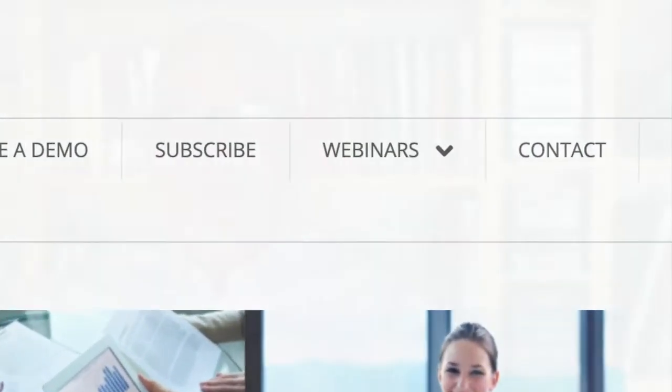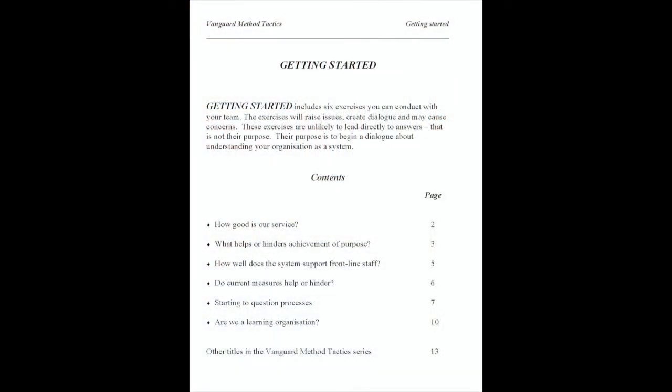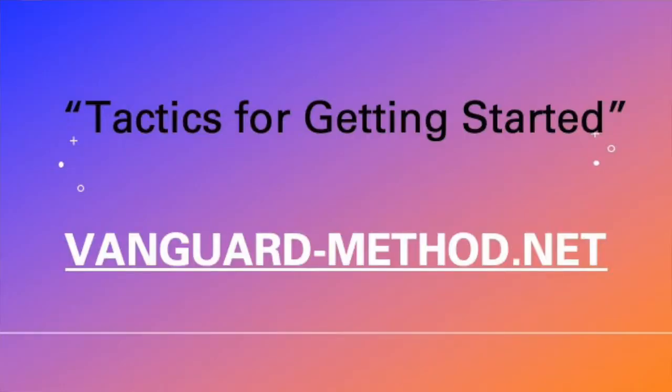This is some of John Seddon's work. He's used the work of Deming and Taiichi Ohno, and you can find this document, which is called Tactics for Getting Started, at the vanguard-method.net site. Lots of great ideas on that site. John's been at this for a long time. I've been following him myself for almost 30 years. And I really like the way he uses the ideas of the process approach to look at your organization in a systems way called systems thinking.